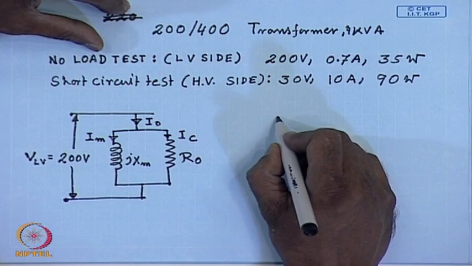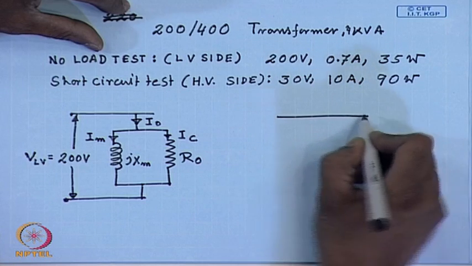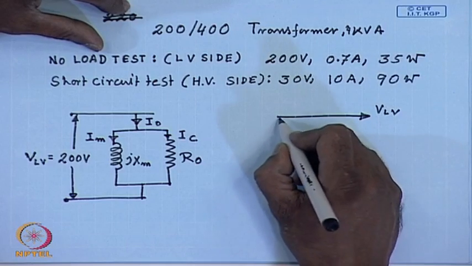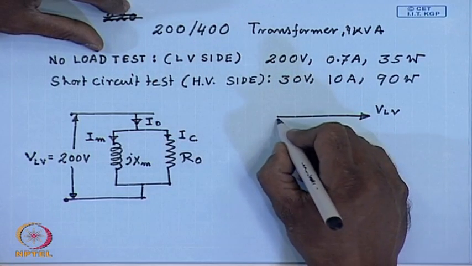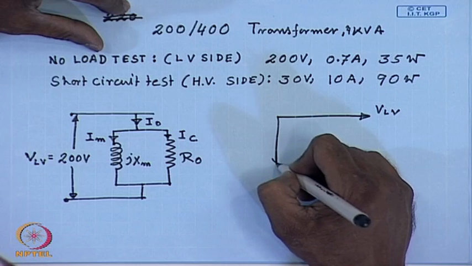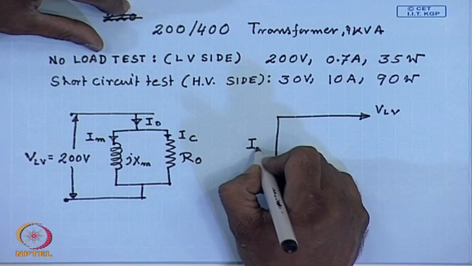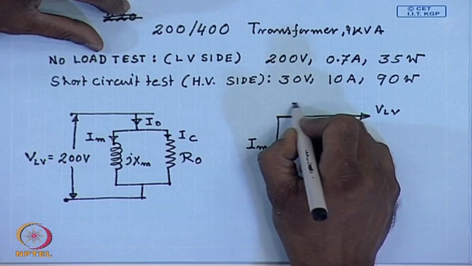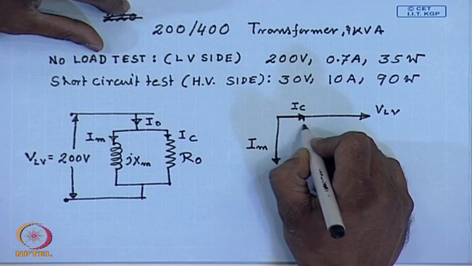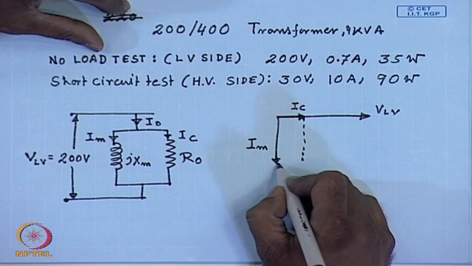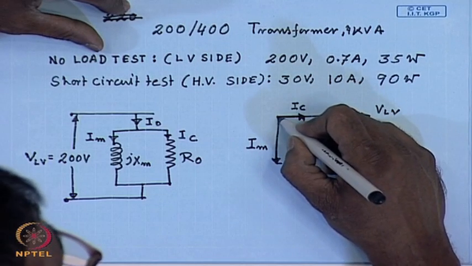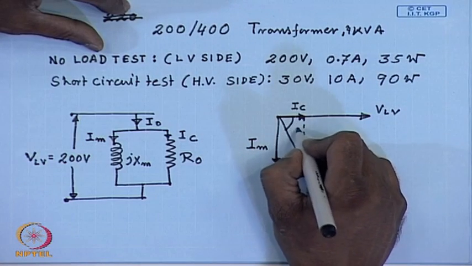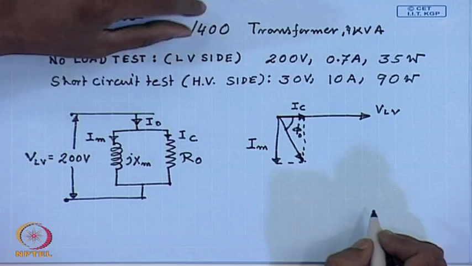so if this is the applied voltage VLV, then IM will lag VLV by 90 degree and IC will be in phase with VLV. Therefore, the total no load current I0 will be at a power factor angle phi 0 with respect to the applied voltage.